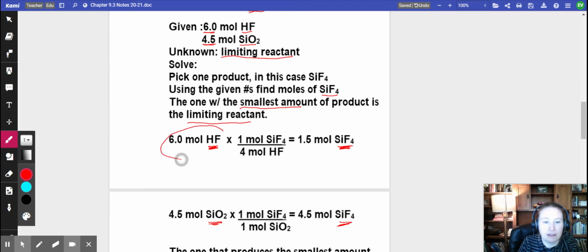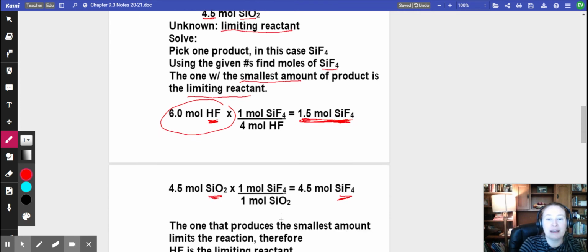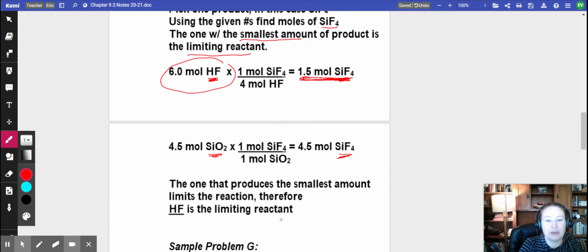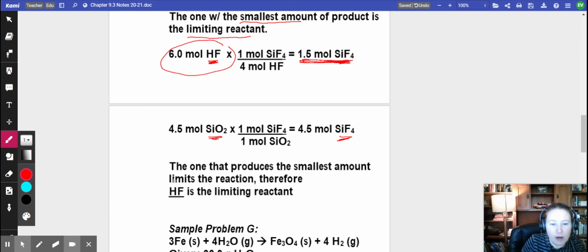That's this guy. Okay, because you can only make 1.5 moles of SiF4, and then I run out of HF, which is hydrofluoric acid. So hydrofluoric acid, HF, because it makes the smaller number, is my limiting reactant. The one that produces the smallest amount limits the reaction. Therefore, HF is my limiting reactant.